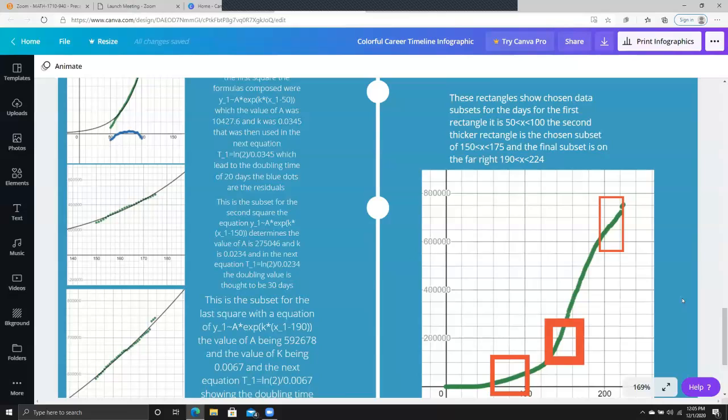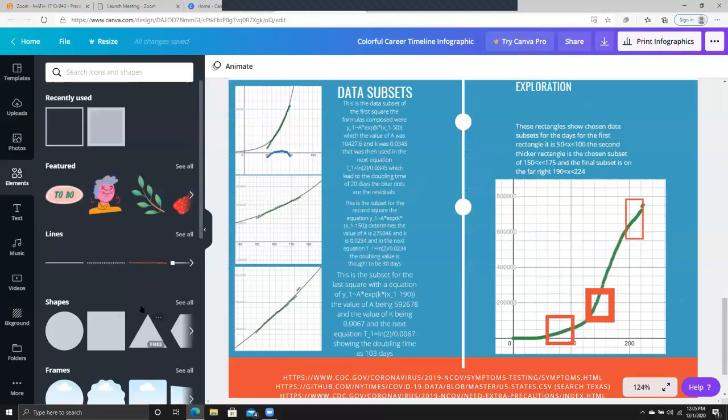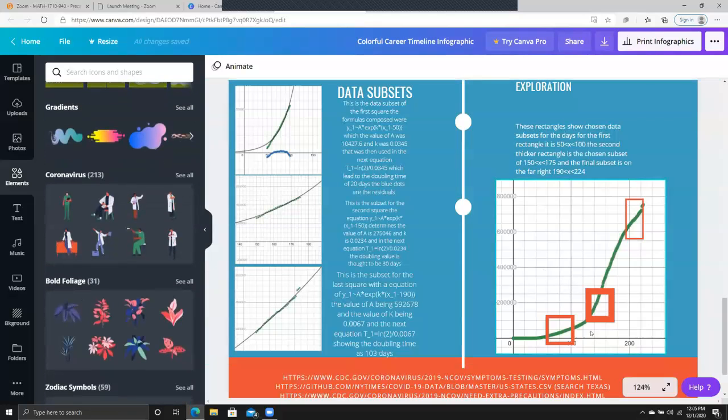Have to insert that here. But it's great that you use the, what was that again? The elements on the left. The elements basically come with all these shapes. And then I scrolled down and I found these hollowed out rectangles. I'm like, okay, that'll work.